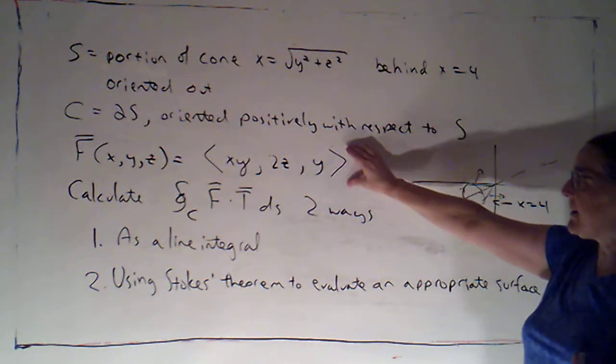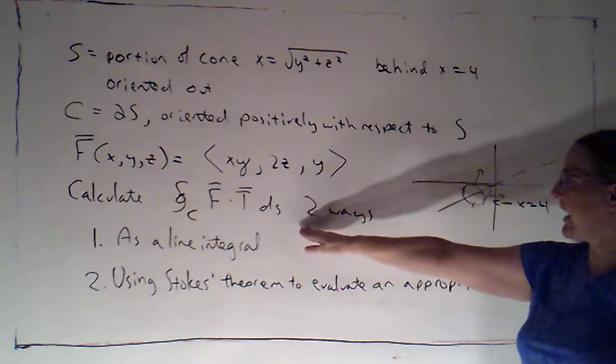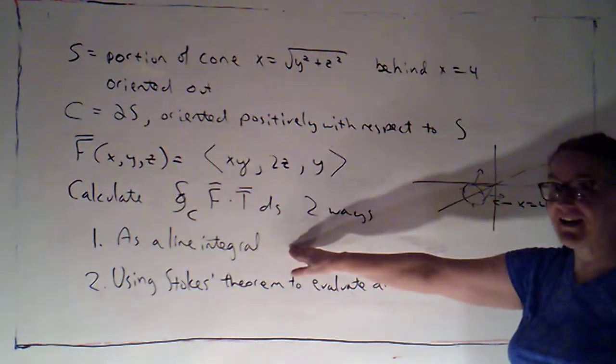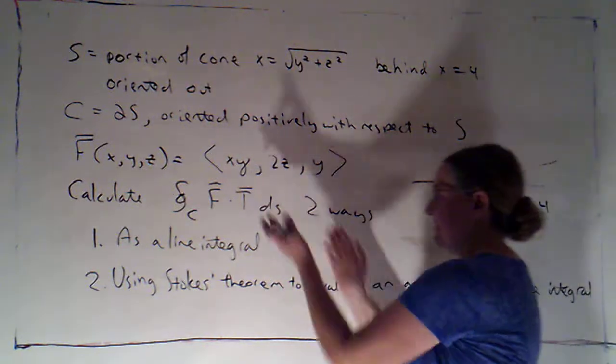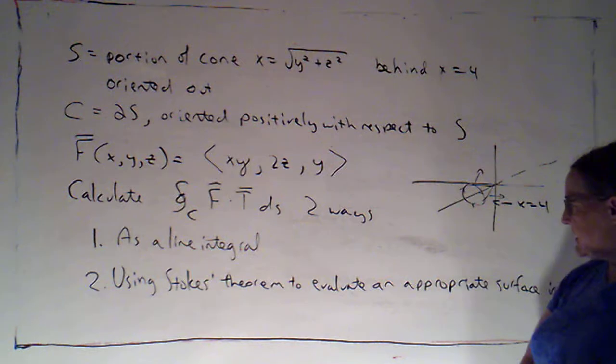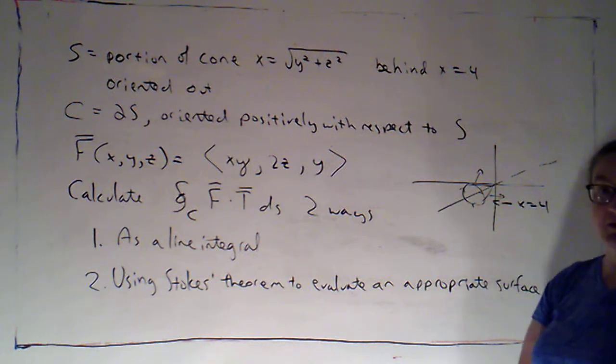Okay, then I've got my lovely vector field, and we're going to calculate this integral, but we're going to do it two ways. First we're going to do it as a line integral, just using the definition of line integrals. And then we're going to use Stokes' theorem to do it again using an appropriate surface integral.